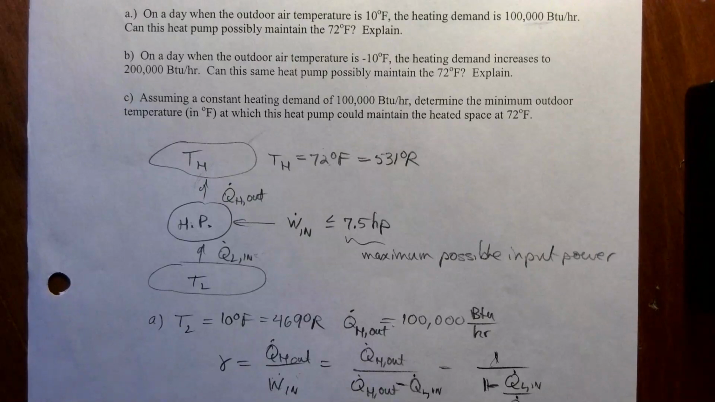It says we're going to consider a different day. Consider a day when the outdoor temperature has now dropped to 10 degrees Fahrenheit. It was colder outside, and now the heating demand is increased. It's twice as high, up to 200,000 BTUs per hour. Seems logical. If it's colder outside, there's going to be more heat transfer from the inside of your house to the outside, because we know heat transfer is proportional to the temperature difference.